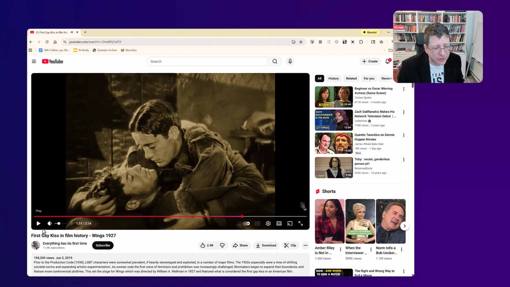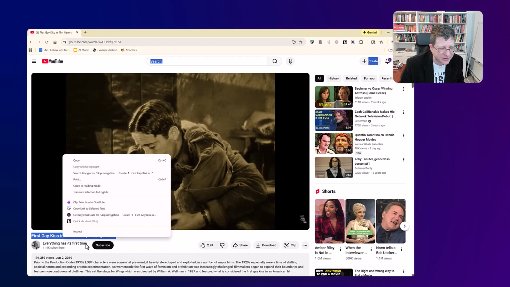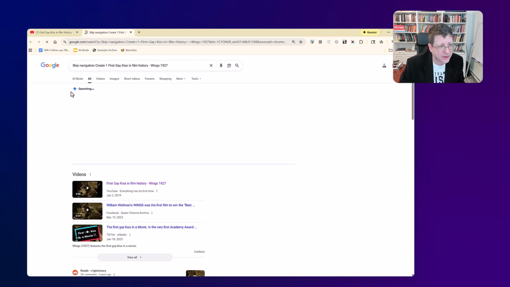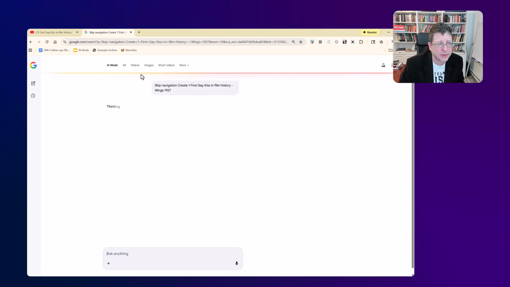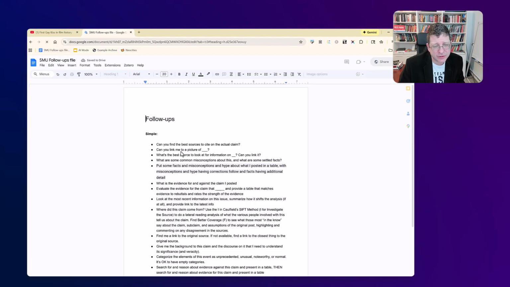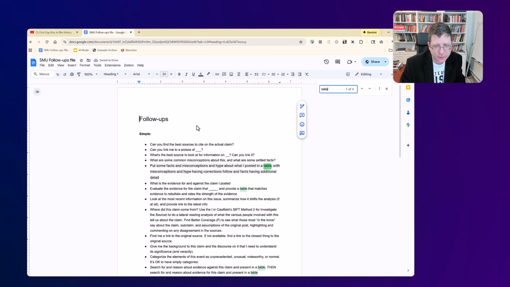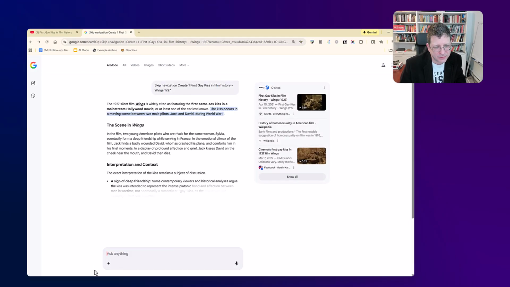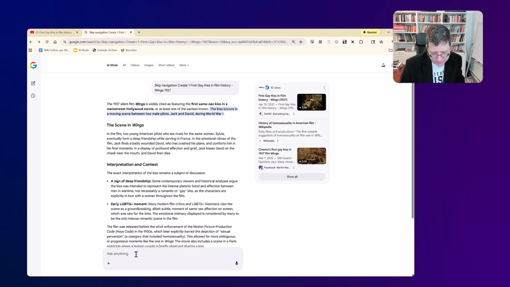So the question is, is this the first gay kiss in film history? And so we're just going to take this text here, search that, and we're going to hop to AI mode, and then I really should just preload these. We're going to do this thing I call throw the first one away. We're not even going to look at this.